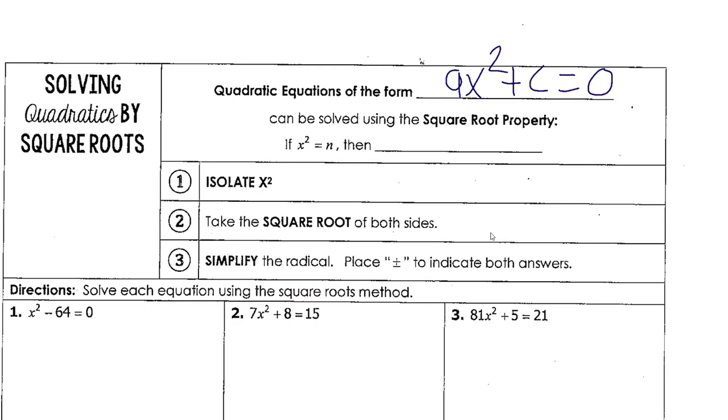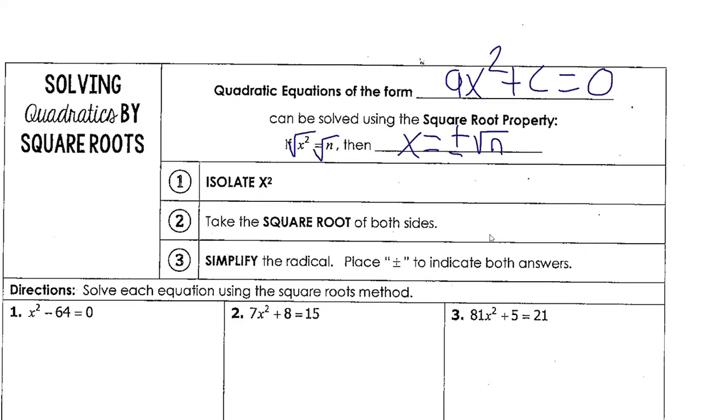But basically, to remember, if you have x squared equals a number, to solve that, you take the square root of both sides. And the only thing you got to be careful about when you're solving an equation is you got to put a plus or minus the square root of n.